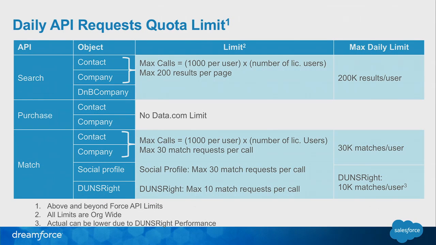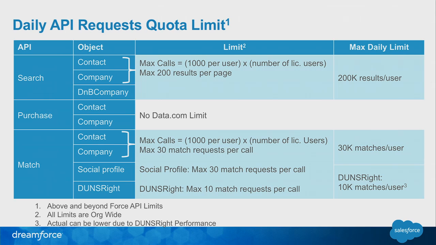Again, covering the limits we have around the APIs, just to point out, Data.com API limits are separate from your Force.com API limits, so there's no confusion there. For search, we allow 1,000 requests per user times the number of licenses. So let's say if you had 10 licenses, you would have a total of 10,000 requests per day. There's no limit around the purchase API. For the match, we have the same limit over here. That is 1,000 per user times the number of licenses you have.